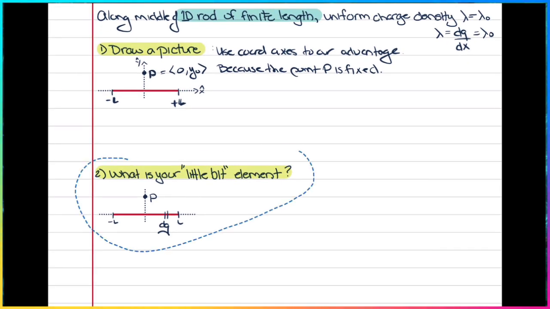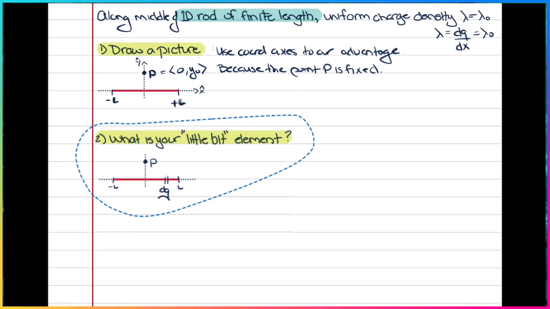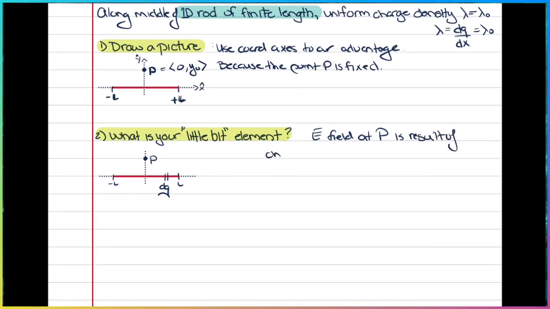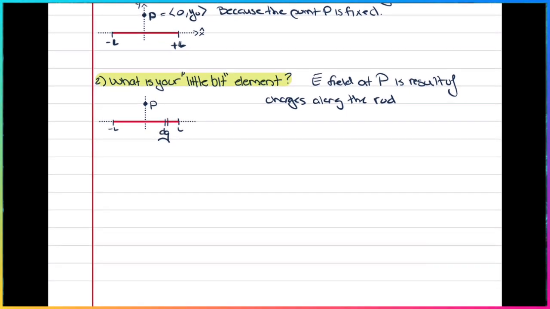The next thing to try to do is identify what are your little bit elements. And again, in this case, not too bad. We know the E field at the point P is the result of charges, particularly charges along the rod, where these charges, I'm not specifying where each individual charge is, but I'm giving a distribution through the charge density. So that means I should break up my rod into a bunch of dQ segments.